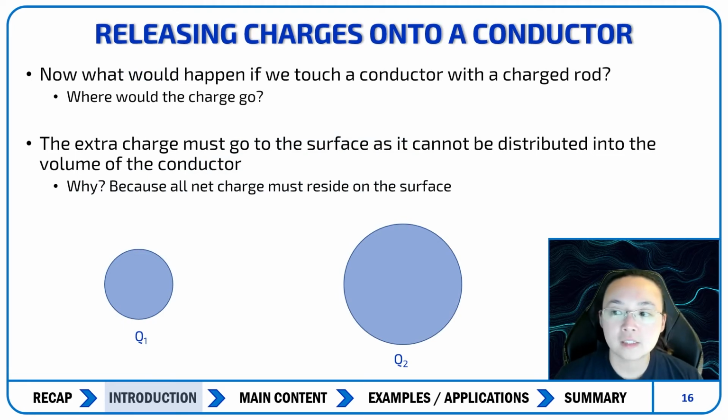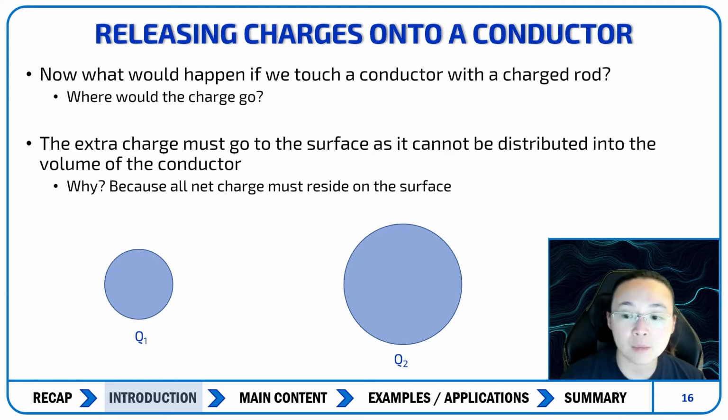Okay, so next we want to figure out what happens when we release a charge onto a conductor. So what would happen if we touch a conductor with a charged rod, and where would the charge go? Essentially, the simplest answer is if you touch a conductor with a charged rod, any of the charge is going to go on the surface of the conductor, or it might take away some charge from the surface based on what the charged rod is like. So the extra charge has to go to the surface, as it cannot be distributed into the volume of the conductor, because all net charge must reside on the surface.